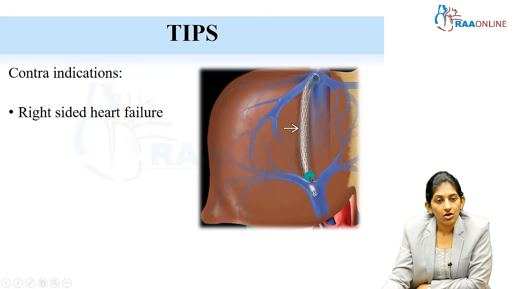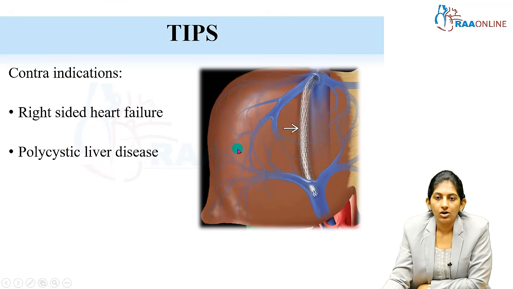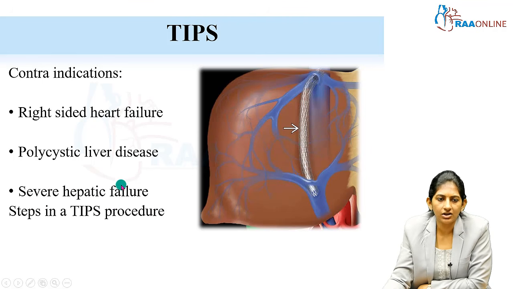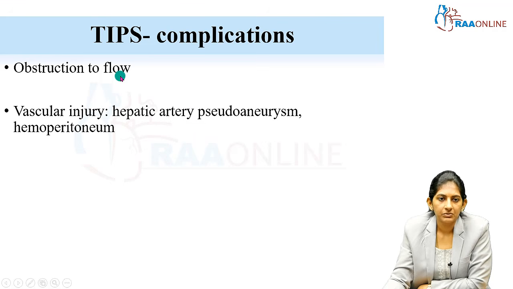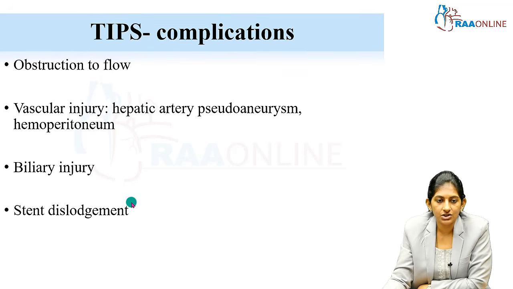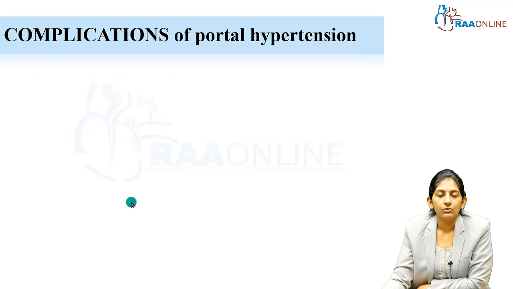So what are the contraindications? Right-sided heart failure. When you create a shunt like this, so much blood goes into the right side of the heart, so if there is already right heart failure, we should not do TIPS. Polycystic liver disease is not amenable, so TIPS cannot be done. Severe hepatic failure is again a relative contraindication. Complications of TIPS: the shunt we have created can get obstructed. There can be vascular injury, such as injury to the hepatic artery, or hemoperitoneum. Biliary injury is possible and the stent can get dislodged. So that was about TIPS.